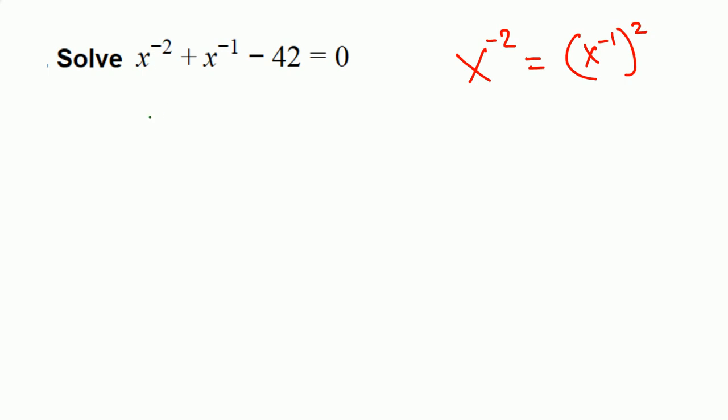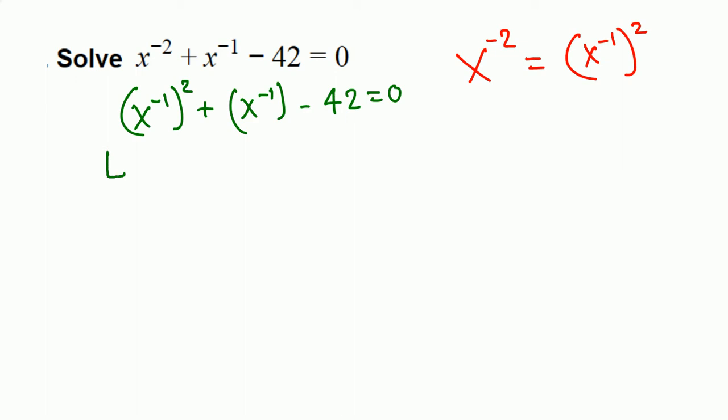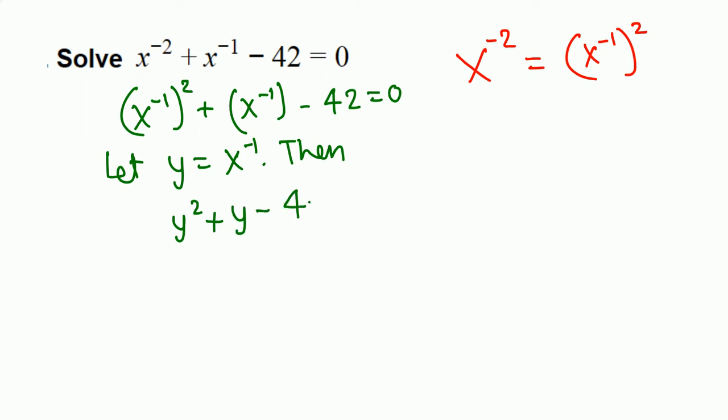x to the negative 2 is x raised to negative 1 quantity squared, plus we have the same thing, so I want to write inside parentheses here, minus 42 equals 0. So we have the same thing here and here. Let y be that expression, x raised to negative 1. Then this equation becomes y squared plus y minus 42 equals 0.